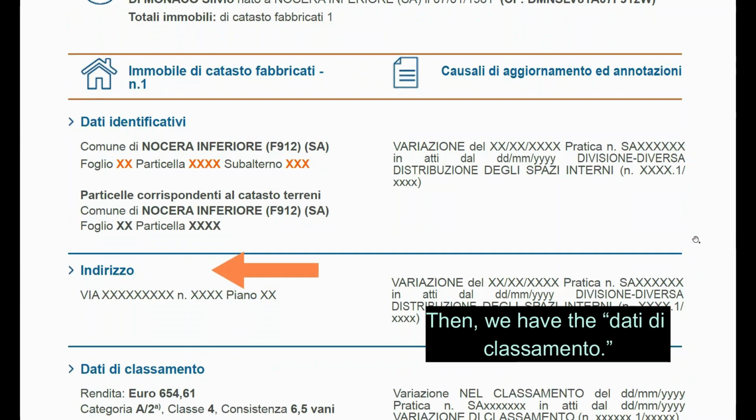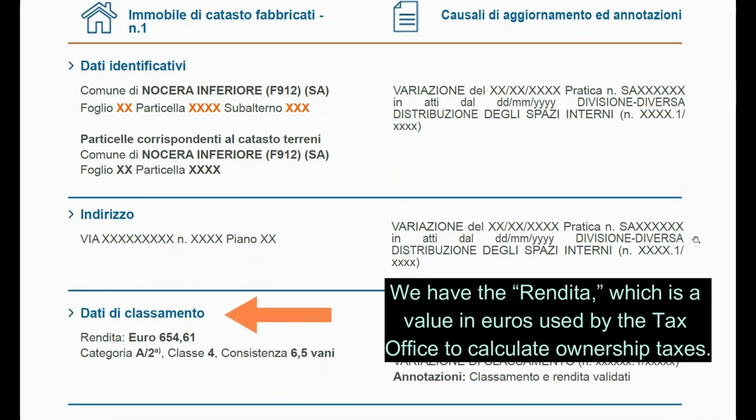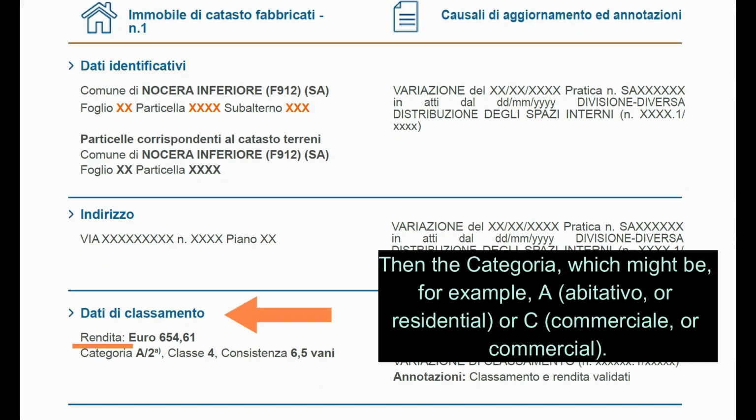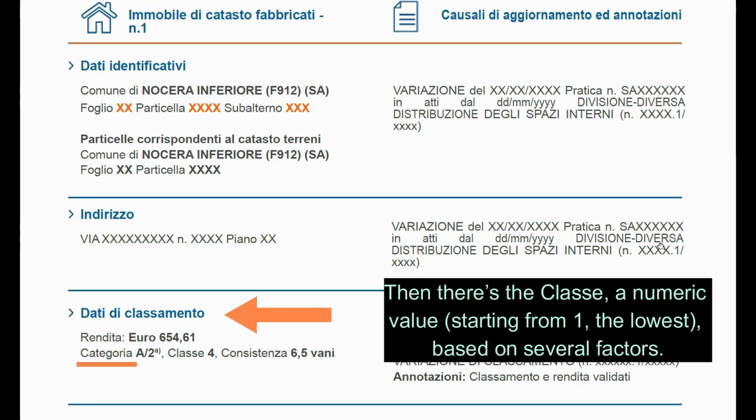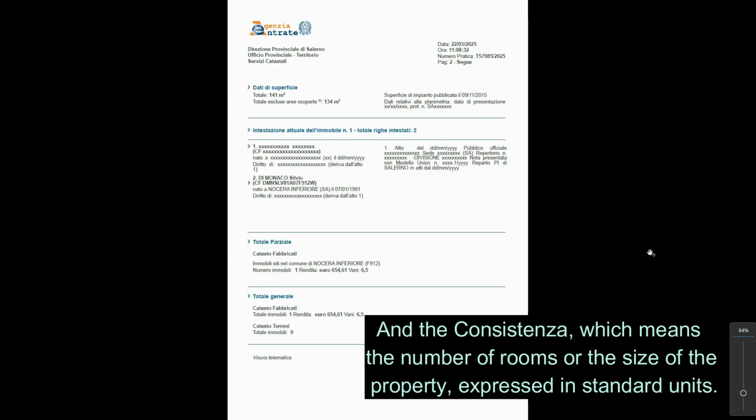Then we have the dati di classamento. We have the rendita, which is a value in euros used by the tax office to calculate ownership taxes. Then the categoria, which might be, for example, A, abitativo or residential, or C, commerciale or commercial. And then there is the classe, a numeric value, starting from 1, the lowest, based on several factors, and the consistenza, which means the number of rooms or the size of the property.